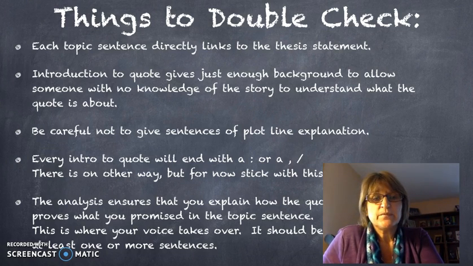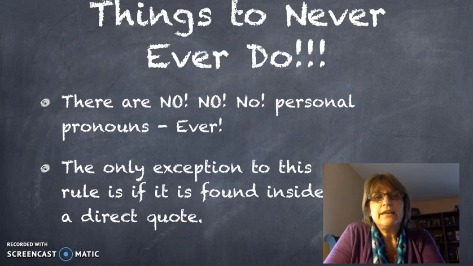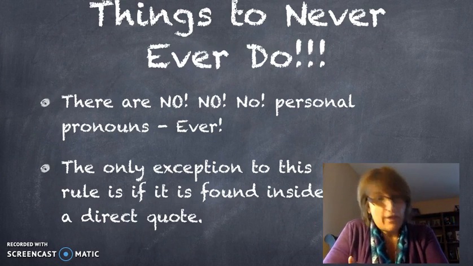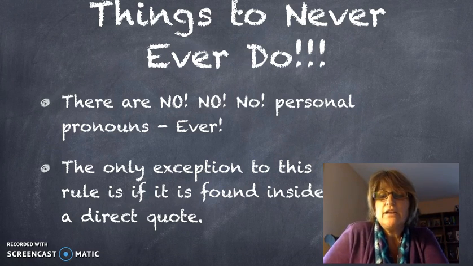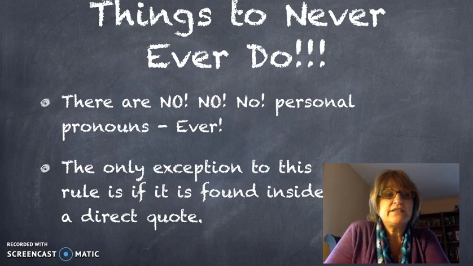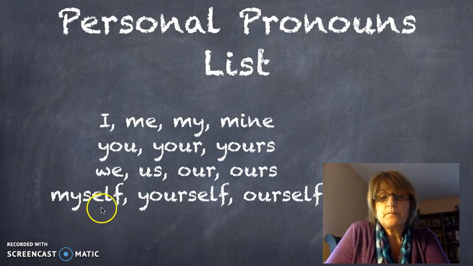It's more specialized. Remember that the analysis ensures that you explain how the quote proves what you promised in the topic sentence. This is where your voice takes over, and it should be a fair discussion. Things to never ever do, especially in, well, ever, anywhere. But the place that you will probably be tempted to do this is in your analysis. Don't slip into that personal first person discussion. No personal pronouns. The only time you will see a personal pronoun is if it is in a direct quote, and that's the only time, and honestly that will be very rare. Here is a list of personal pronouns. If you don't have them, jot them down, tape them to your desk.